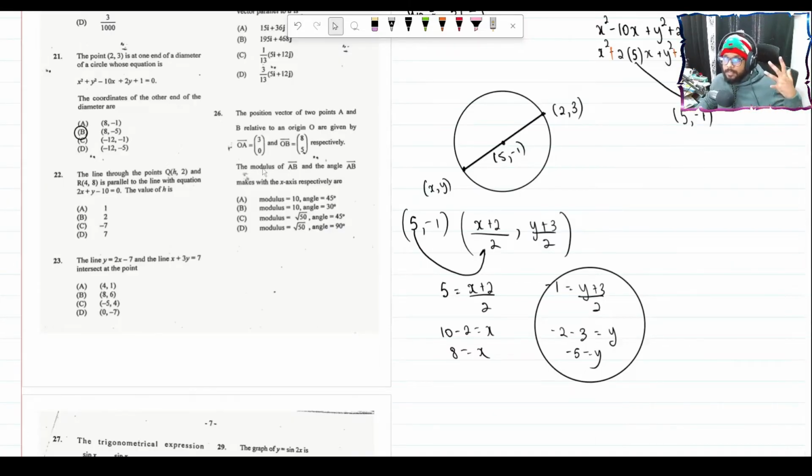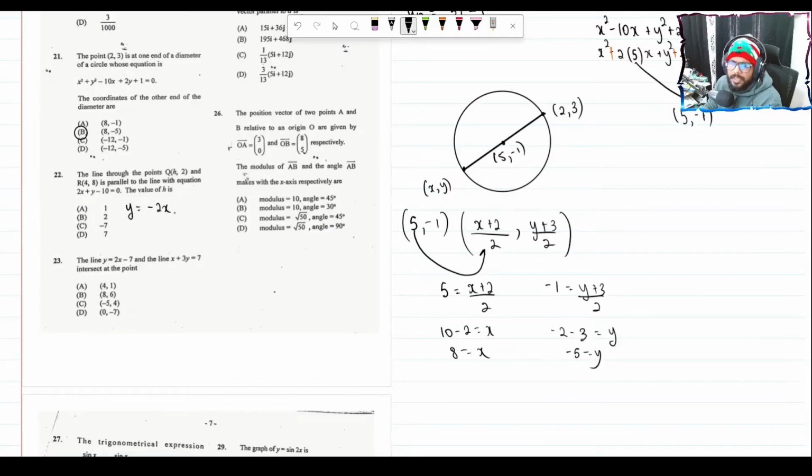Okay, so once I see parallel lines, I think gradients are the same. So if parallel lines have the same gradient, I'm just going to get the gradient of this line here. I'll rearrange it right here now. I'll get y is equal to, and I send the 2x across, I get minus 2x. I care about nothing else. The gradient is minus 2. I'll go calculate the gradient of QR, which is, let me go with this now.